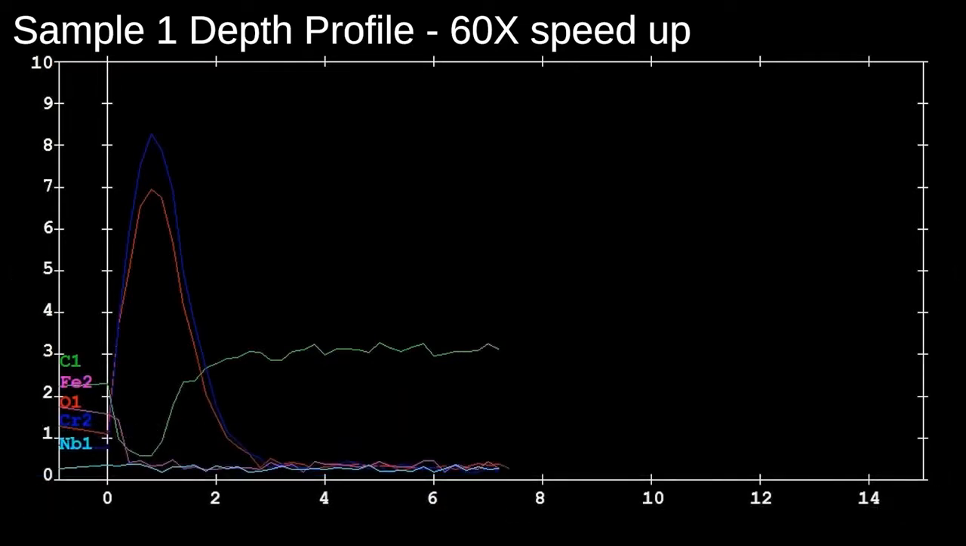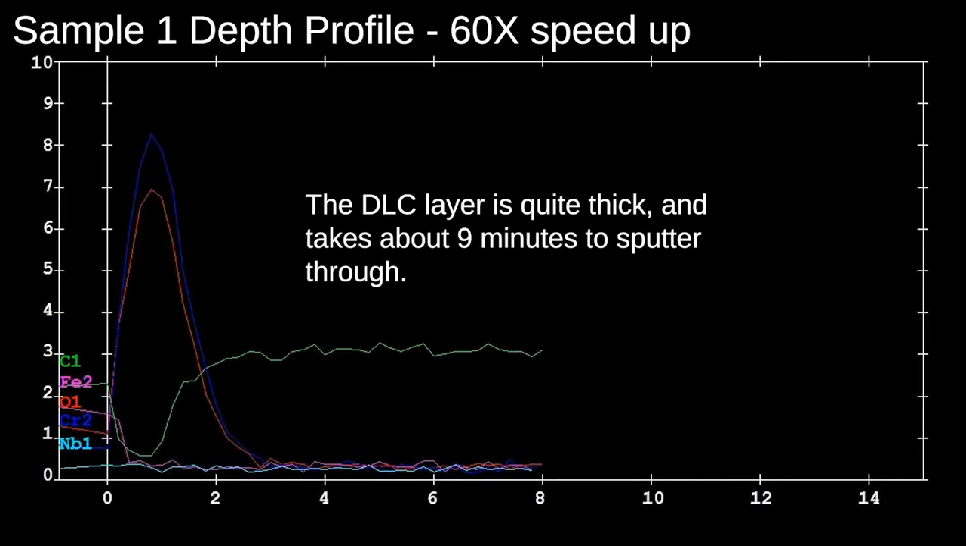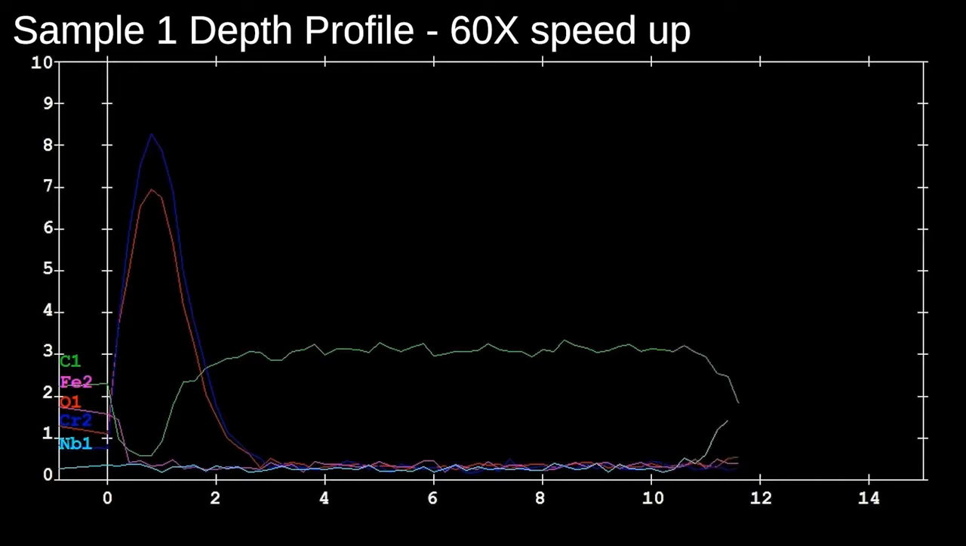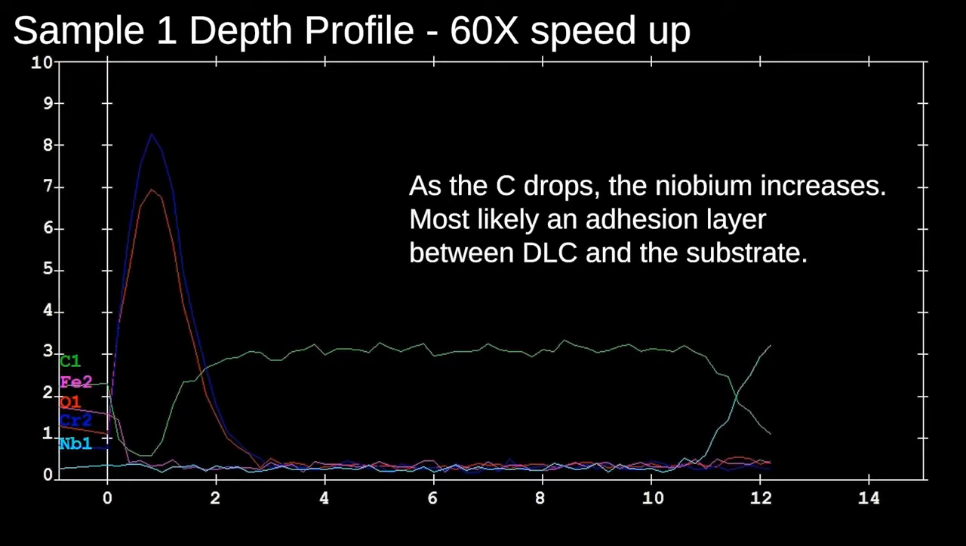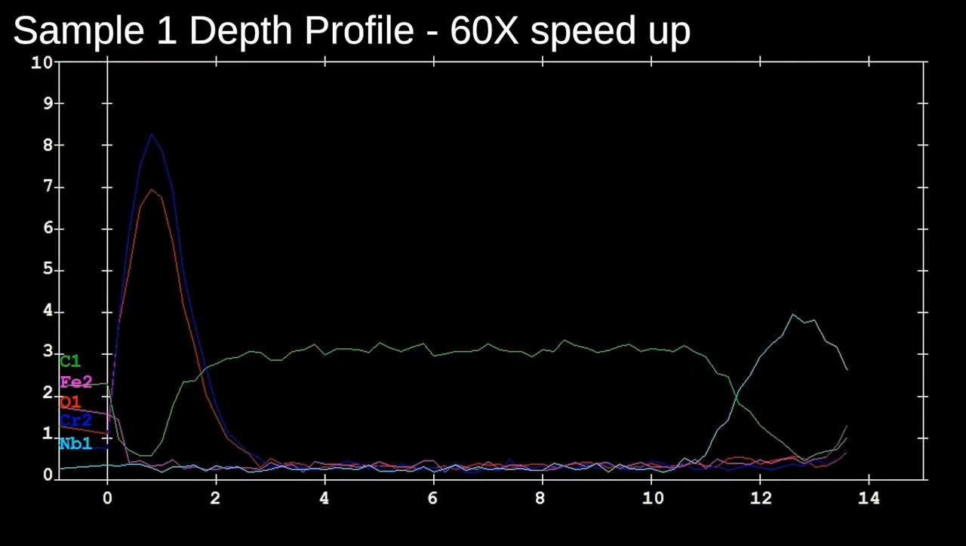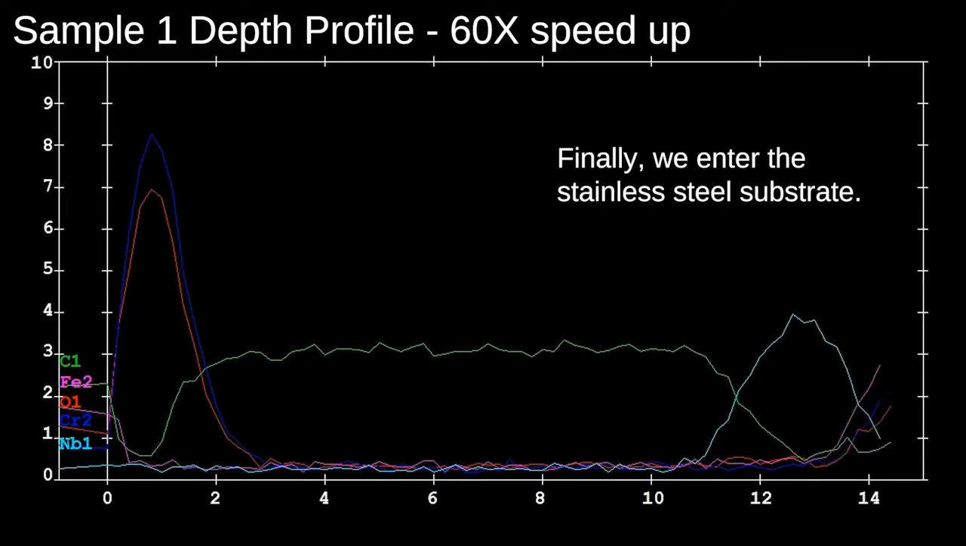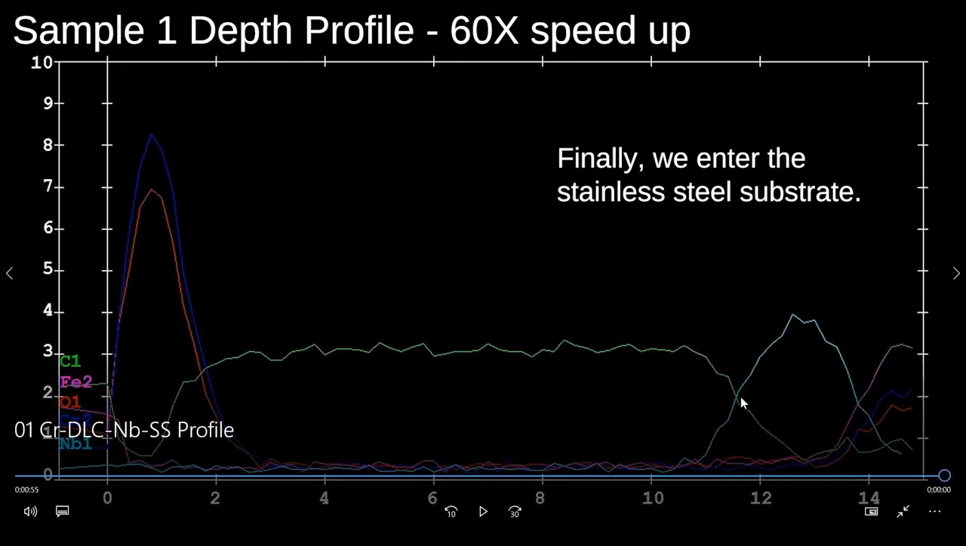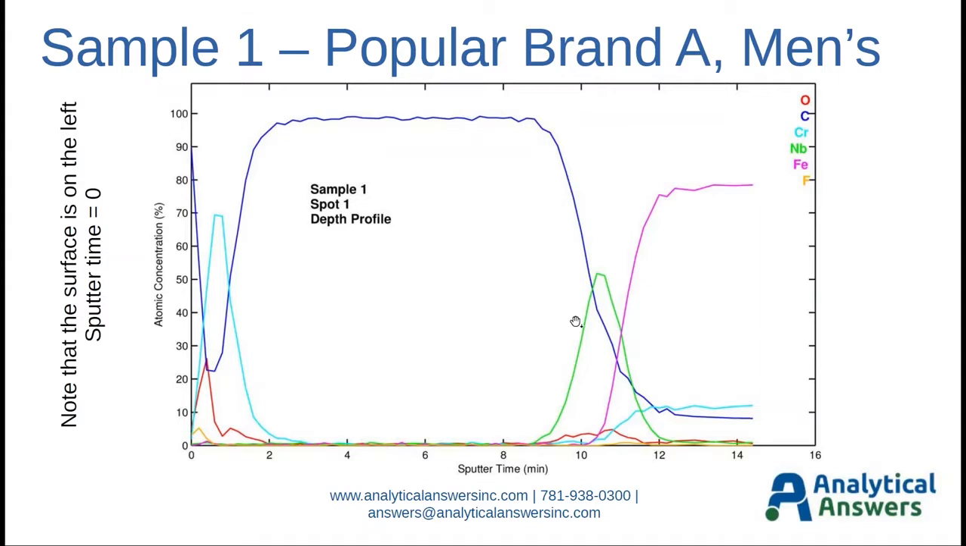As we continue the profile, we can see that that carbon layer is quite thick, and it actually takes about 9 minutes to sputter through. And so it's either very, very thick, or conversely, the material could have a very, very slow sputter rate, and that makes it just look thicker in time. And then as the carbon drops, that niobium increases, and that's most likely an adhesion layer between the diamond-like carbon and the substrate. And that's the cyan right here is the niobium. And then we get into the stainless steel substrate. So we can take that data and we can process it.